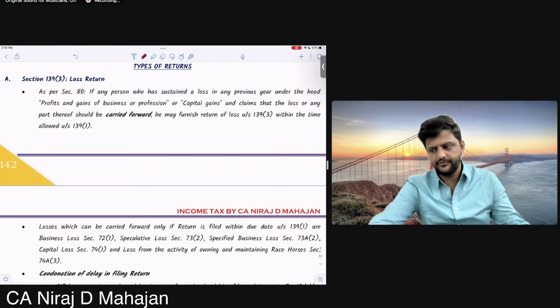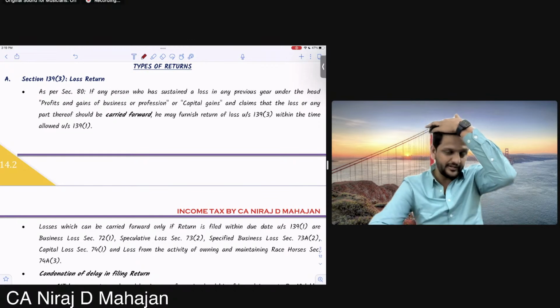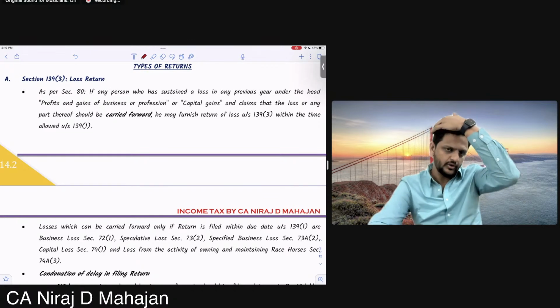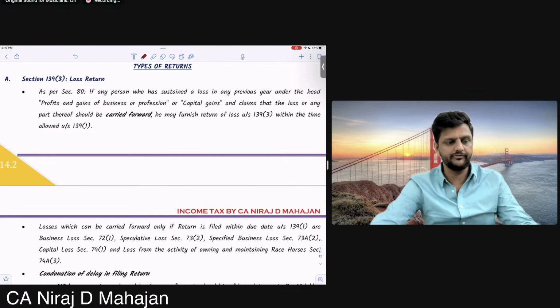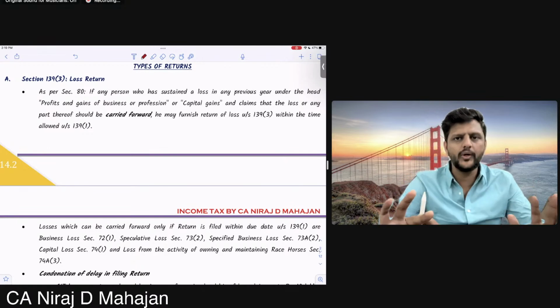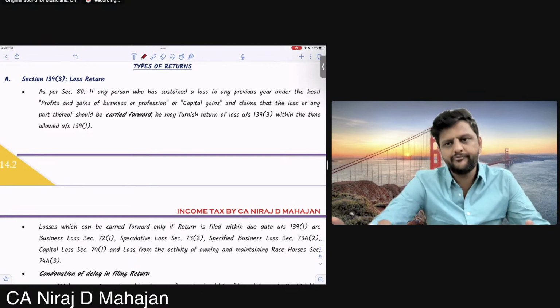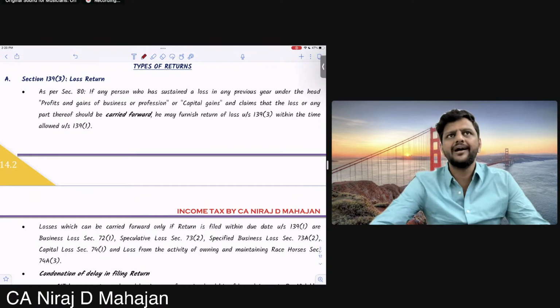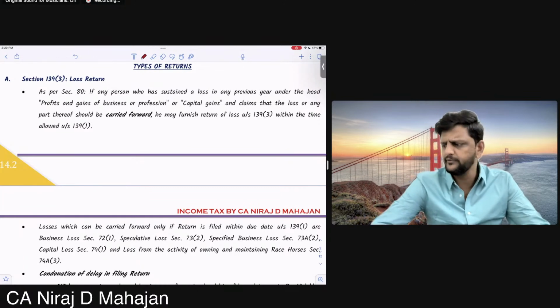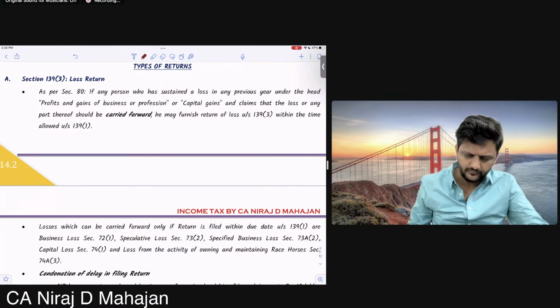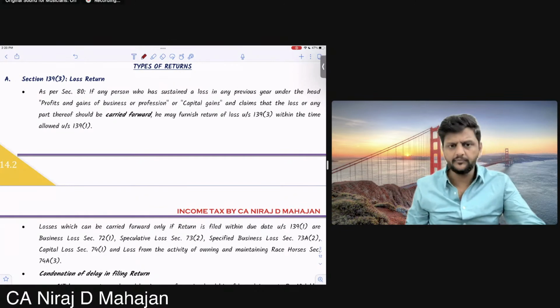And what is 234F? Very important and a very painful penalty or fees. 234F: if you miss the 139.1 due date, there is a fees of rupees 5,000. Clear till here? But if your income is up to 5 lakhs, then the fees, that penalty, is rupees 1,000. Okay? Can we go ahead, everybody?